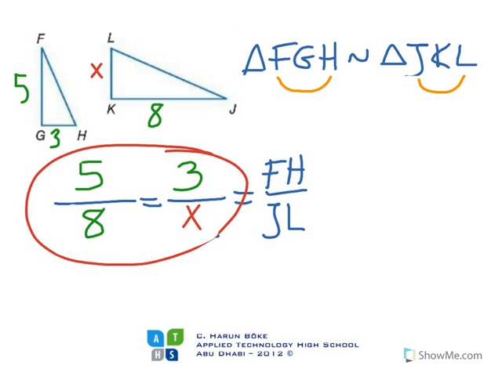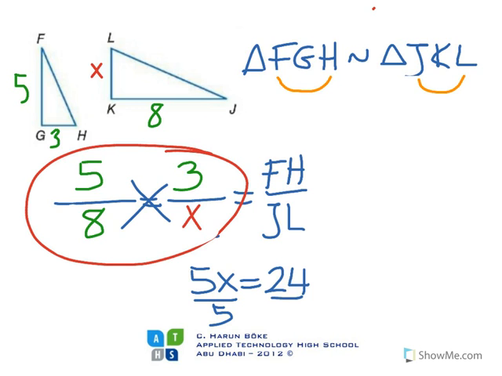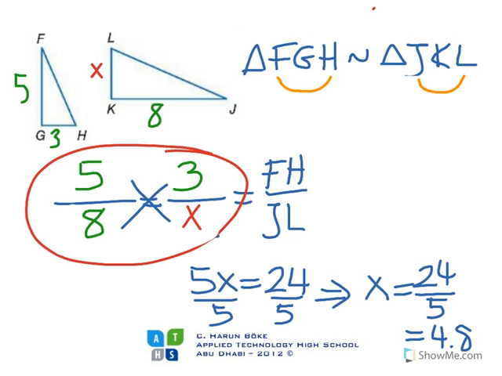Now, we know how to solve the proportions. So what we are going to do is we will cross multiply and get 5x equals 24. So dividing by 5, we will find out that x is 24 over 5, or if you want, you can say 4.8 for the size of KL. So this is how we are going to do in similarity. We are going to use corresponding sides and proportions to find the missing sides.